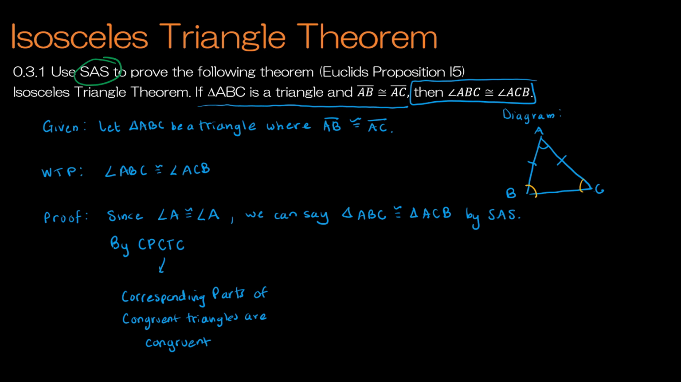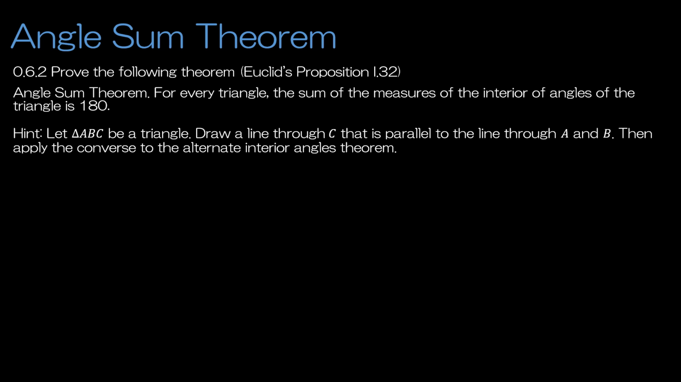So whenever we use CPCTC, we should have before that some statement that says two triangles are congruent, and then we can use CPCTC to say that any of the corresponding parts are congruent. So I can say that angle ABC is congruent to angle ACB, again by CPCTC. Let's take a look at another proof.